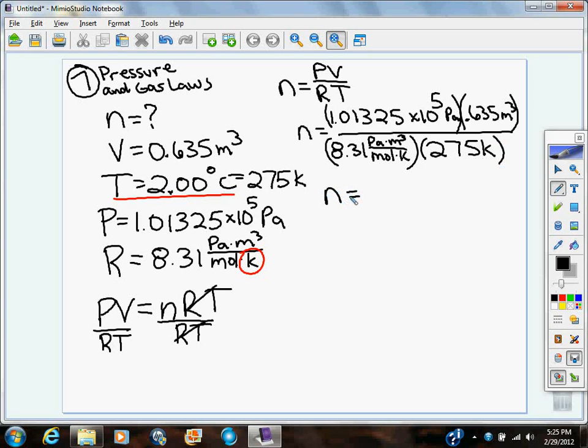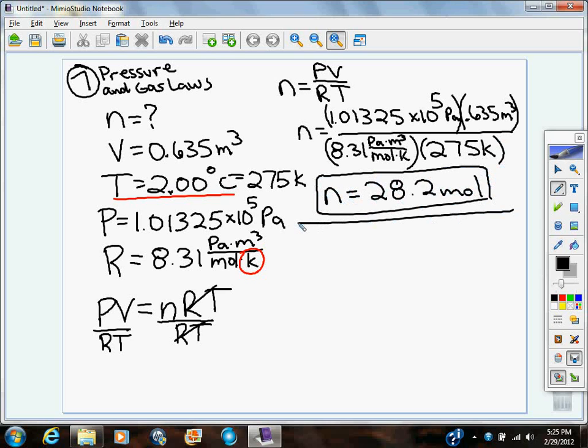Plugging this into my calculator, I get that n is equal to 28.2 moles. So that is the answer to the first part of the problem. Now the second part of the problem says, what is the mass of the air in the refrigerator? So I need to solve for mass. And it gives us the average molar mass of air, which is 29 grams per mole.